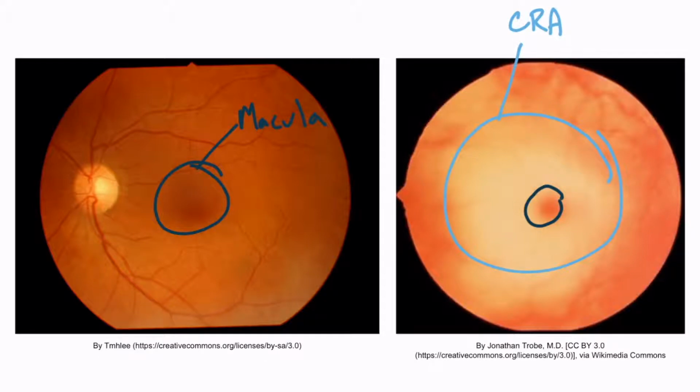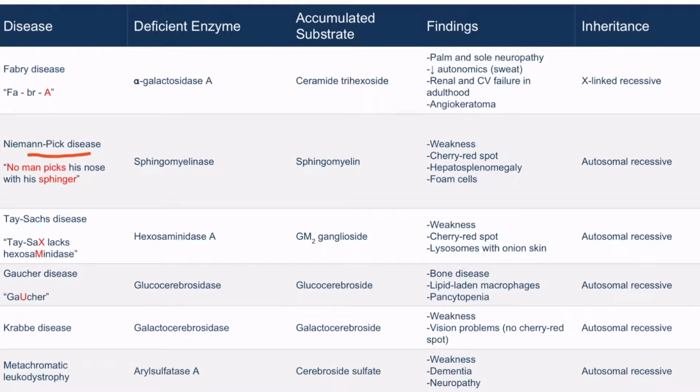So when it's occluded, less blood reaches this area. On the other hand, the macula itself receives blood from the choroid, so it's unaffected when the central retinal artery blood supply is compromised. This is why the macula appears bright red, hence the name cherry red spot. Okay, so both Niemann-Pick disease and Tay-Sachs disease can cause a cherry red spot. So how do we distinguish them?